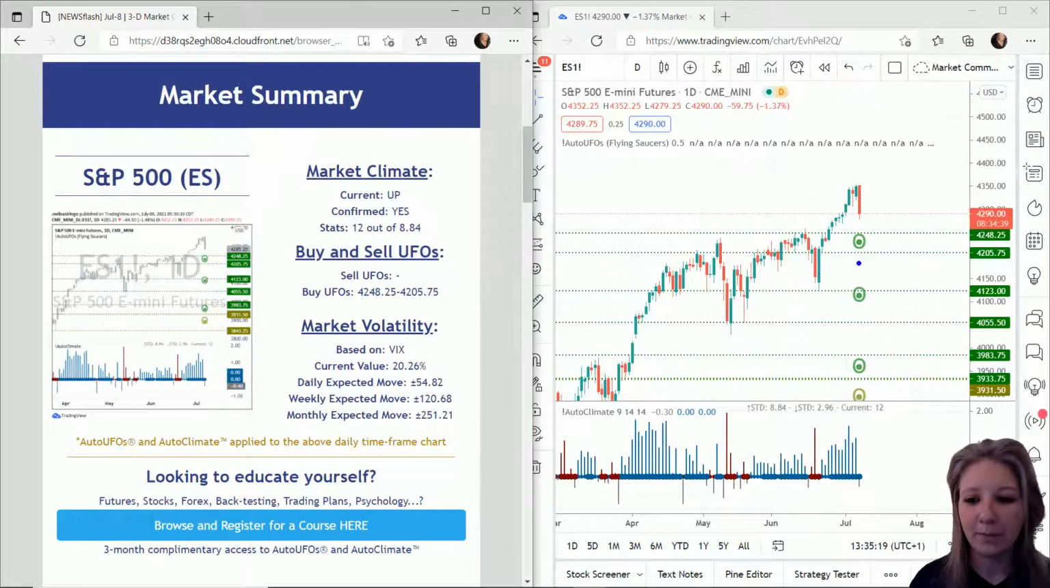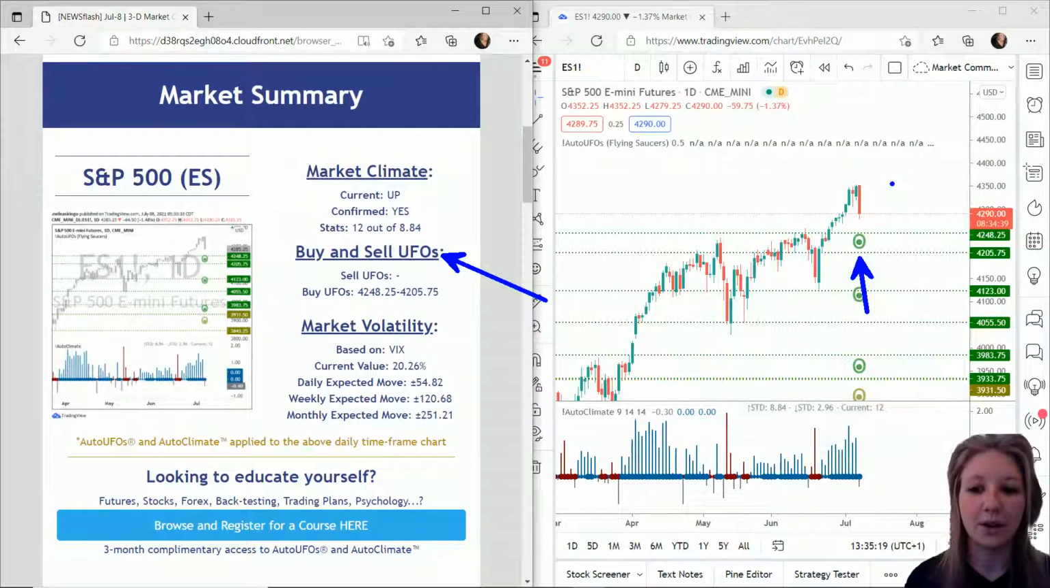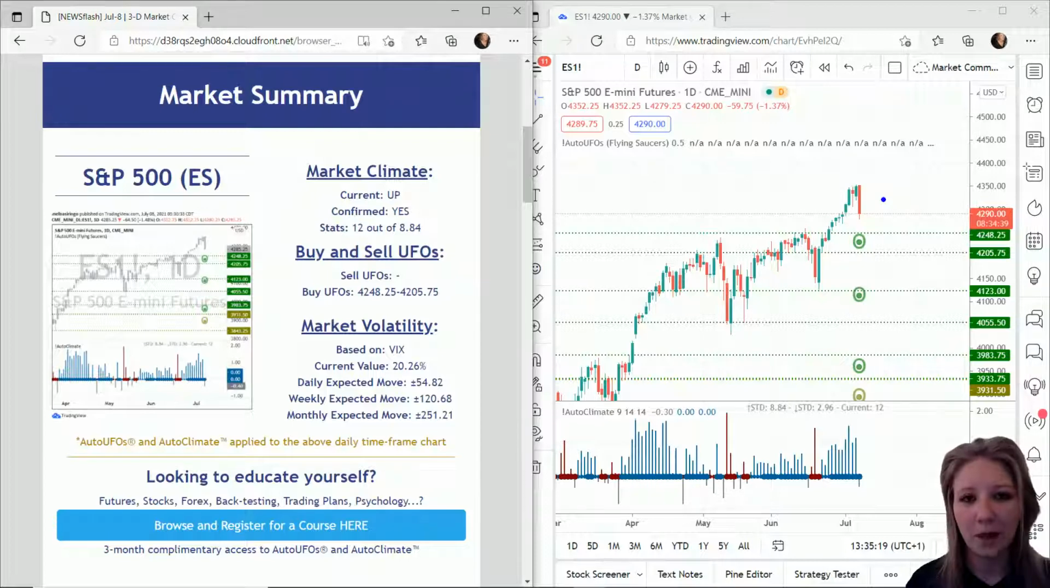Now we have buy UFOs here. So our UFOs, we have one here at 4248.25 to 4205.75. It's our closest stack of buy orders. So if price were to fall and hit those buy orders, we would expect it to go up from there, but we'll see. At the moment, still probability up, but like I said, we're lacking the probabilities for it to continue. So overall, upwards is winning, but not by very much. We're likely to see it change soon.